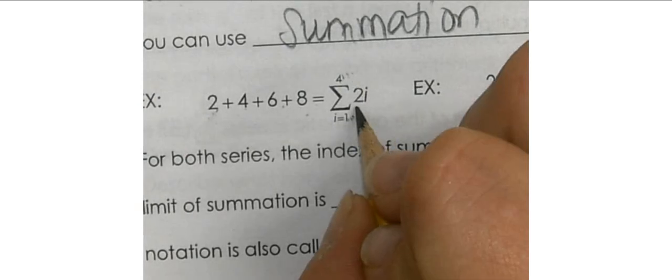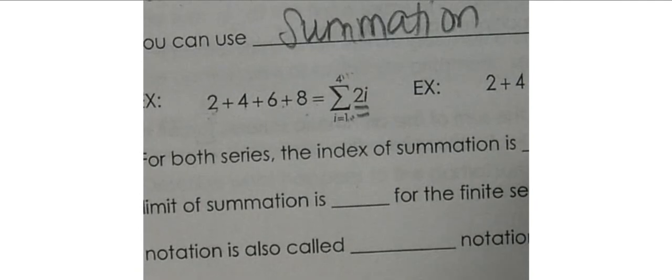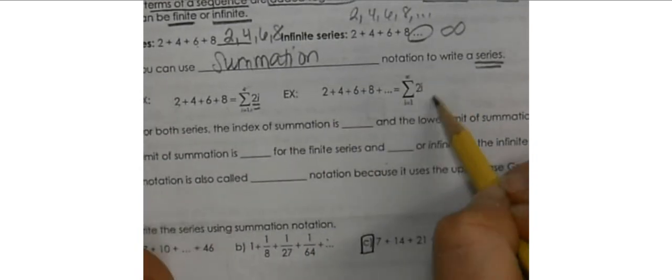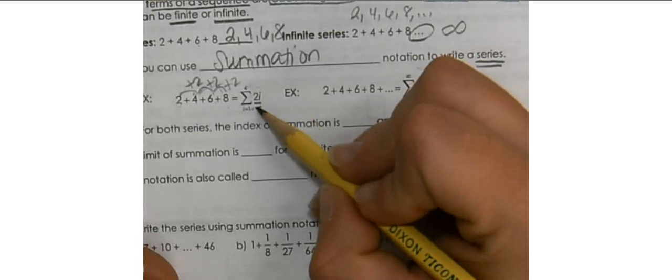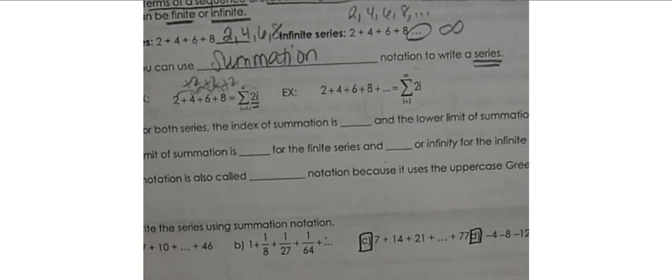And then this 2i indicates our rule. So for both of these series that we have here, we have the same exact notation. If we were to add 2 to each term, we would notice that that's what our pattern is. We're adding 2 to each term in order for us to get to our next value. And our rule is just simply 2i. You could also write that as 2n or 2k. All of those mean the same exact thing.